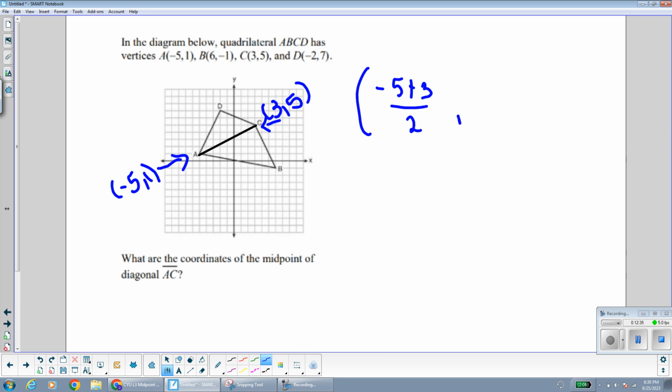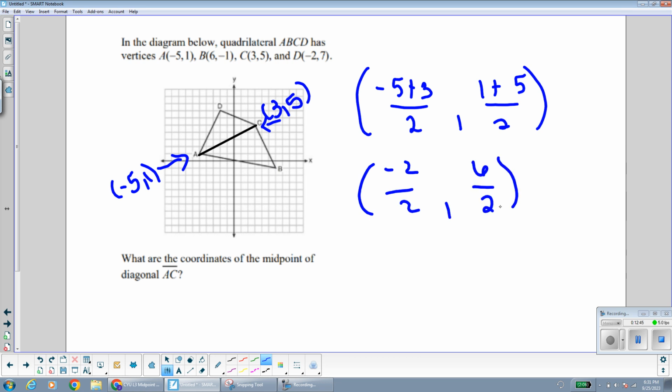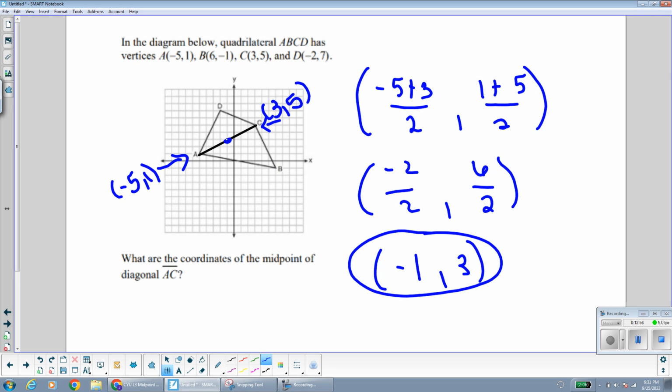We know what A is. We know A is negative 5, 1. And we know what C is. We know that C is 3, 5. So we know the coordinates of the endpoints. So we can use the midpoint formula, average of the x coordinates, comma, average of the y coordinates, in order to find the midpoint of the line segment. So that would be negative 2 over 2, comma, 6 over 2. So that's negative 1, comma, 3. And there we found the coordinates of the midpoint. If I go on my graph, negative 1, 1, 2, 3, notice how that's exactly in the middle.